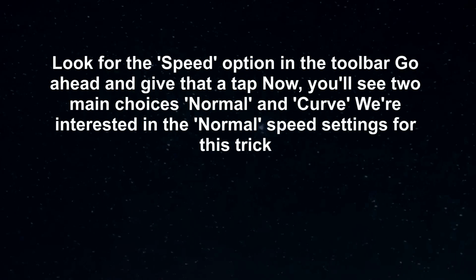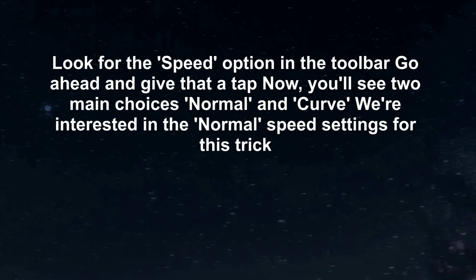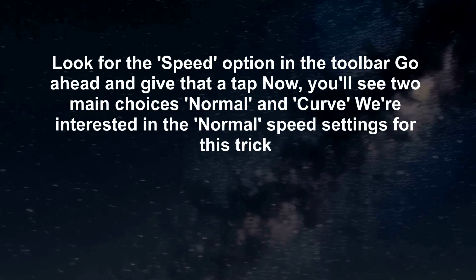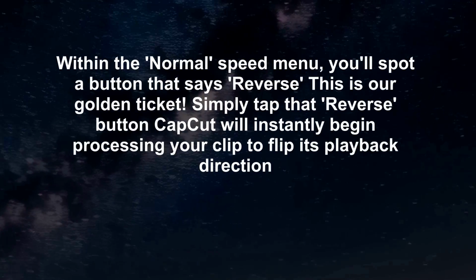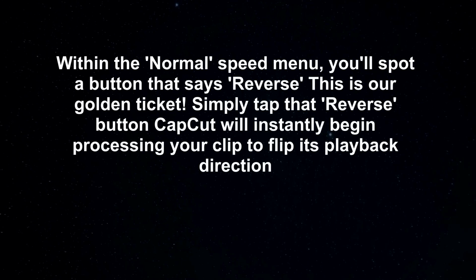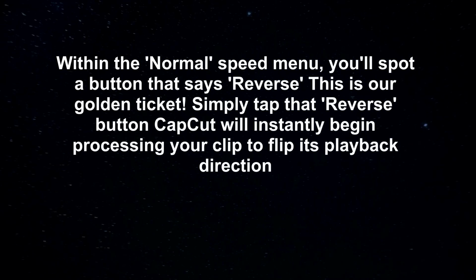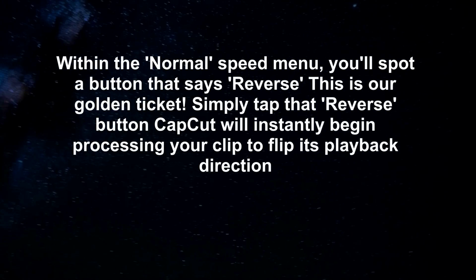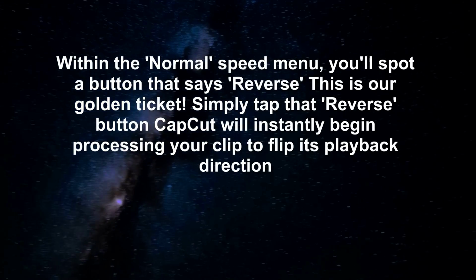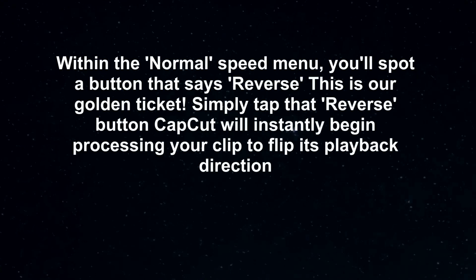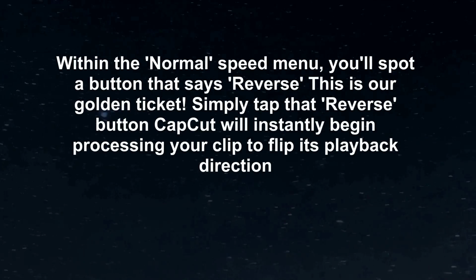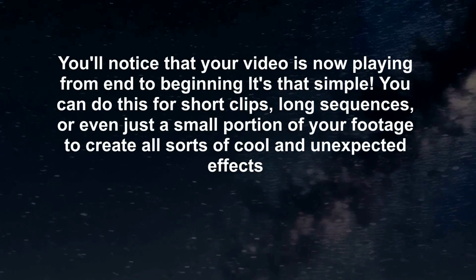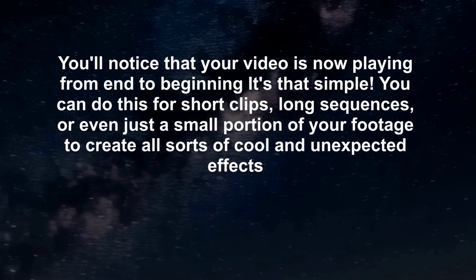You'll see two main choices, normal and curve. We're interested in the normal speed settings for this trick. Within the normal speed menu, you'll spot a button that says reverse. This is our golden ticket. Simply tap that reverse button. CapCut will instantly begin processing your clip to flip its playback direction. You'll notice that your video is now playing from end to beginning.